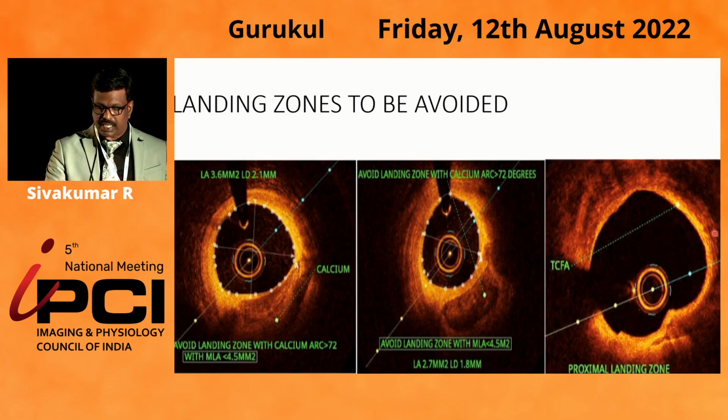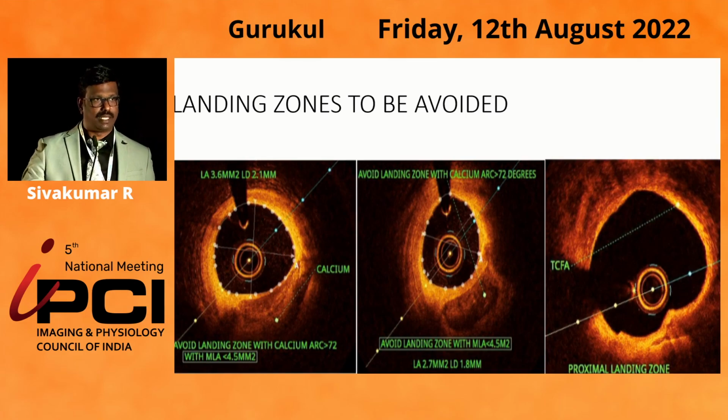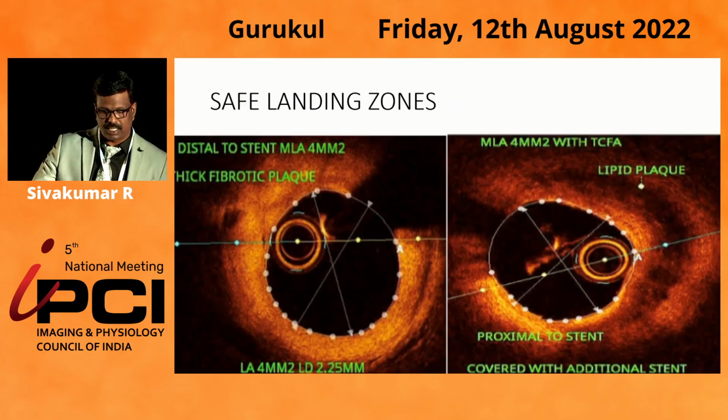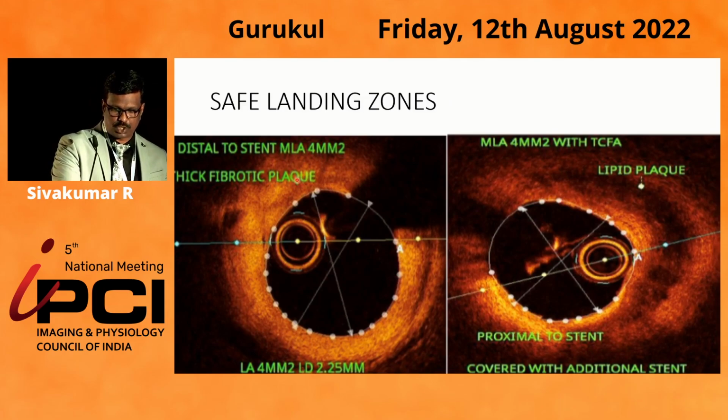And then another area, the MLA is good, large lumen, but they have landed in an area where the proximal landing had a thin cap fibroatheroma, so either in the near future or immediately on table or in the future they can have a dissection. This is a safe area to land. MLA should be more than 4.5. The plaque burden should be less than 50%. There should not be a vulnerable plaque. This is a way to land.